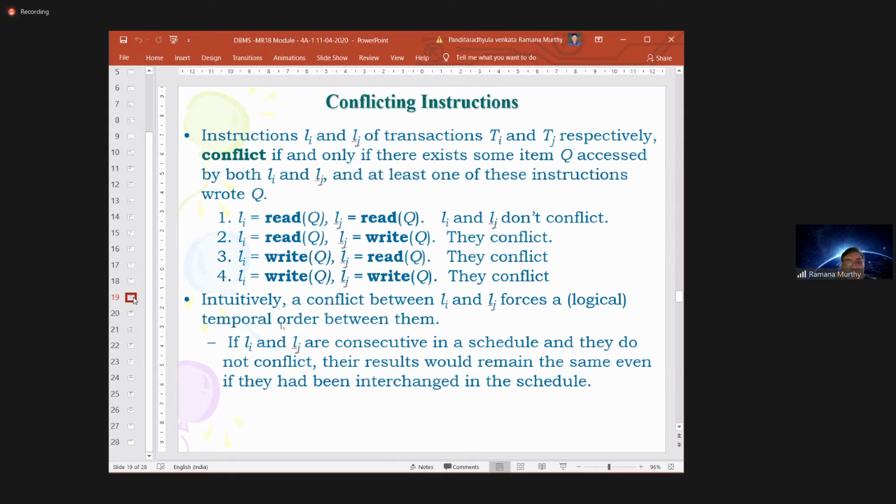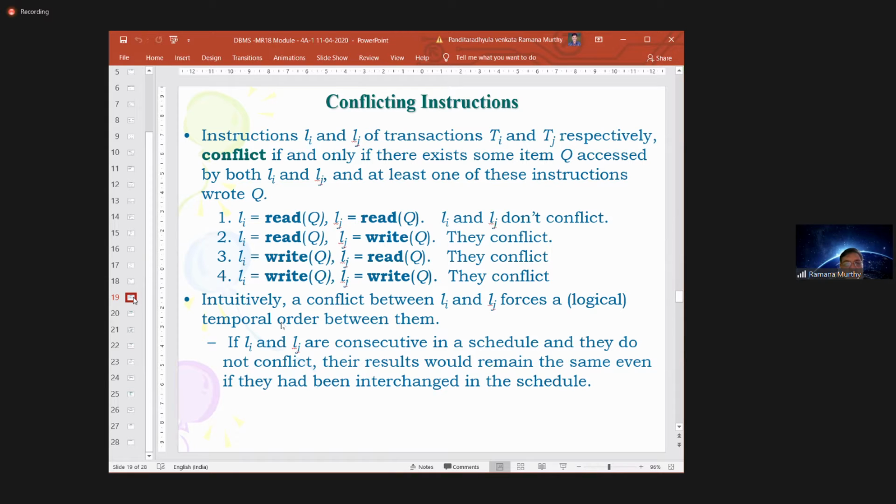If TA and TJ are two different operations, here we call them transactions. If both TA and TJ are doing two read operations simultaneously, be careful, on the same data element, there is no conflict. We can do either TA first or TJ first.